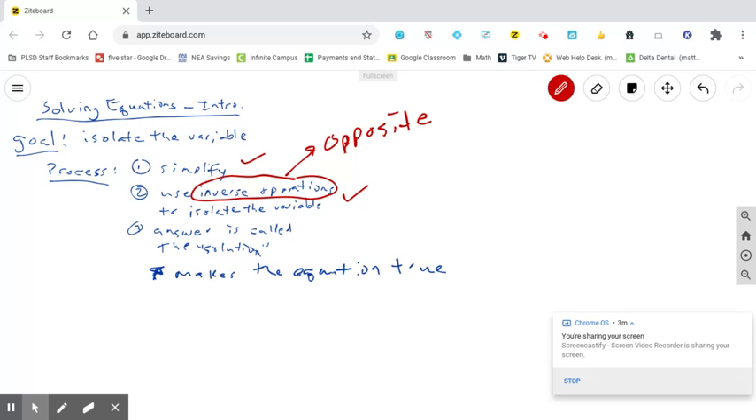If I'm adding, I need to subtract. If I already have division, I need to multiply. If I'm already multiplying, I need to divide. Just use the inverse operations, go through and do that step by step, and we're good.